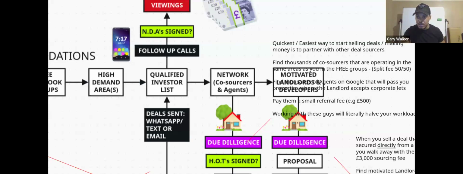And no exaggeration, Linda, we've sold so many deals that way because the investors tell us, okay, Gary, look, if you can get it agreed at this amount, I'd be interested. If you can get it at that amount, I'd be interested. Oh, actually, landlord, that's not bad, Gary. If you can get £50, £100 off, it'd be more interesting, or whatever the conversation is.